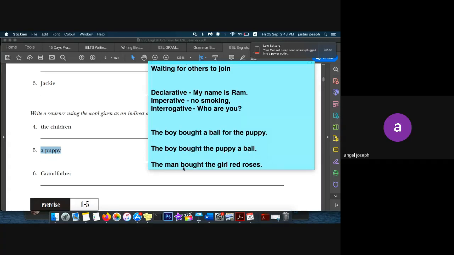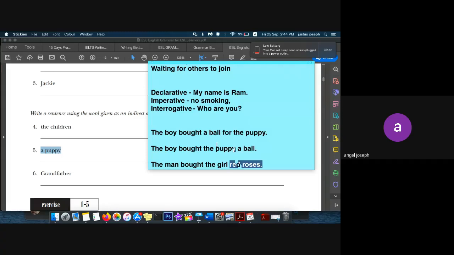Look at the second sentence. The man bought. Did he buy the girl or did he buy the red rose? Red rose. Here you are clear. So why are you not clear here? Here in the second sentence, all of us were clear that the man did not buy the girl. The man bought red roses. So why are we having a doubt? Sir, couldn't it be that the boy bought the puppy? No. Then here, the man would have bought the girl. But here you are clear. All of you are clear. No, sir. Man did not buy the girl. The man bought red roses.